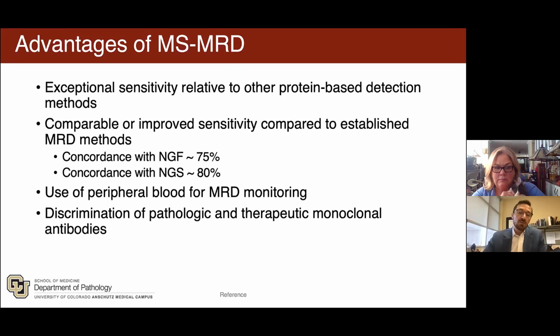And there's another great feature here, which is that you can discriminate between the antibody that's pathological versus a potential antibody that's being used therapeutically. So almost all therapeutic antibodies are what are known as IgG kappa antibodies. So that means they have a IgG heavy chain and a kappa light chain. And there's a big problem when you're on one of those antibodies and your pathologic monoclonal protein is IgG kappa. Sometimes it's very difficult to distinguish those with traditional methods. So this is another huge value add if this method were to come online.